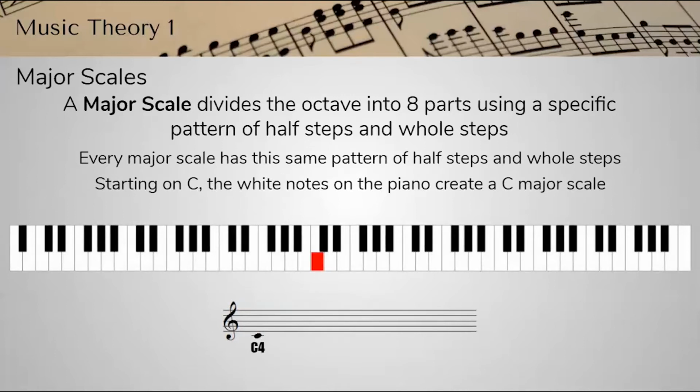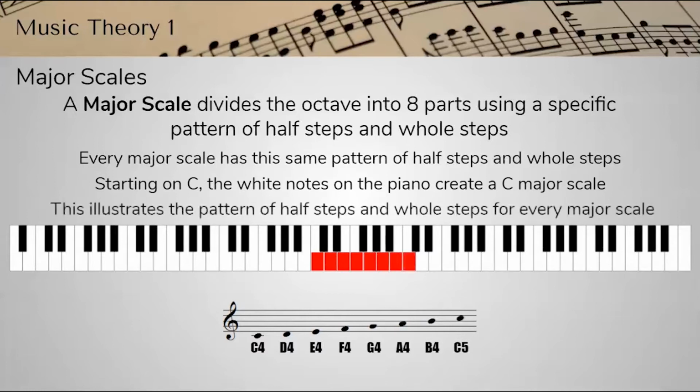Okay? So starting on the note C, the white notes on the piano create a C major scale. So here's the note C. Okay, and then the next note up is D there. If we keep going with the white notes, we eventually get to that octave. Okay, and you can hear that it's a major scale. And the piano, all the white notes illustrate the pattern of half steps and whole steps that we use for every single major scale, not just C.